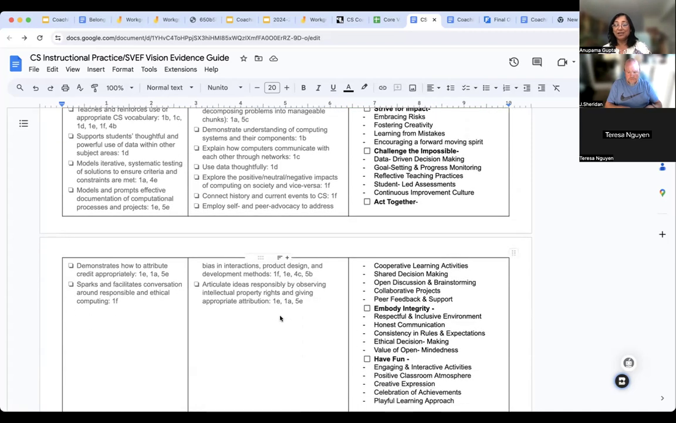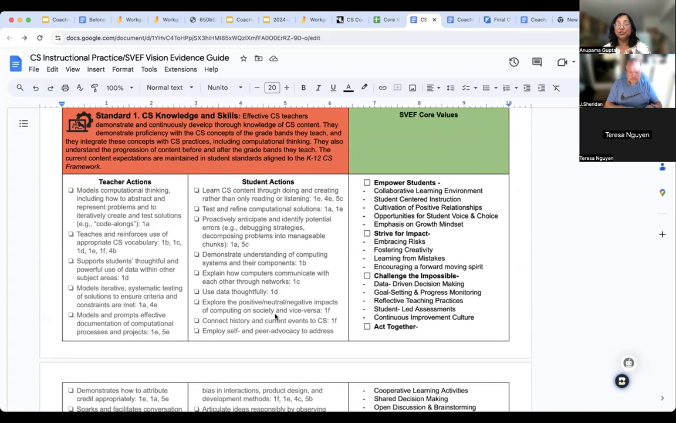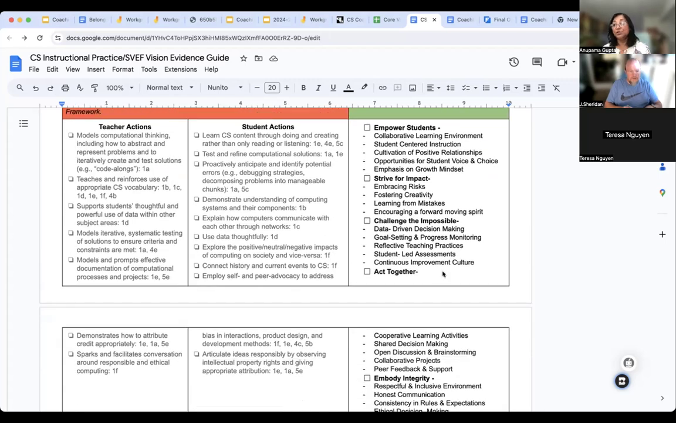It has a checklist of what you observe: what do you see students doing? What do you see teachers doing? And then the best part is that correlation with the SVF core values, so you can check off. So why are we doing this? Because we're gathering evidence that we are seeing core values being implemented, observed, and evident. And of course, equity and inclusion, which, as I told you, aligns with the SVF core values.